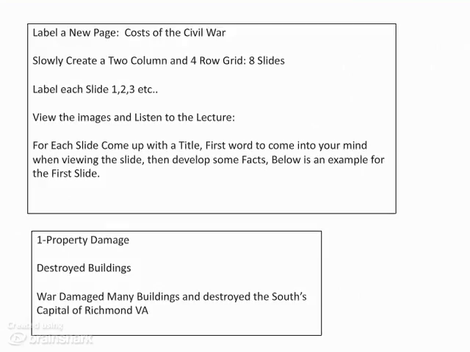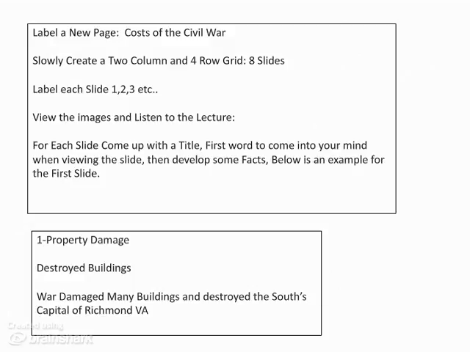Okay, there's a few things we have to do to set up this lesson. First, label a new page Costs of Civil War. All the way at the top. This is probably your page 2. Below that, neatly create a grid with 8 cells, or 2 columns going down and 4 rows across. Take your time and do this really neat. Then, in the upper left-hand corner of each cell or slide, number them 1 to 8.